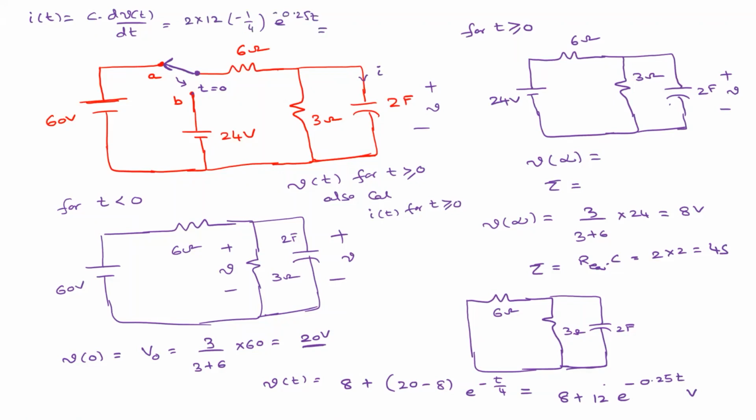Is this correct? That is the differentiation, right? So how much will it be? Minus 6 into e to the power of minus 0.25 t. So this is the current, or the charging current, through the capacitor.